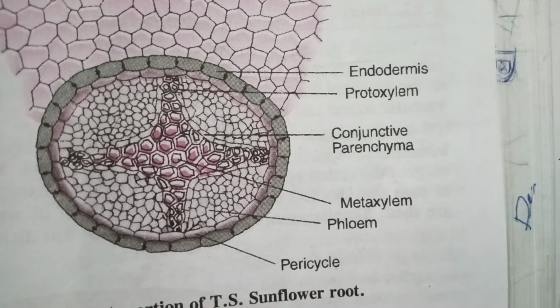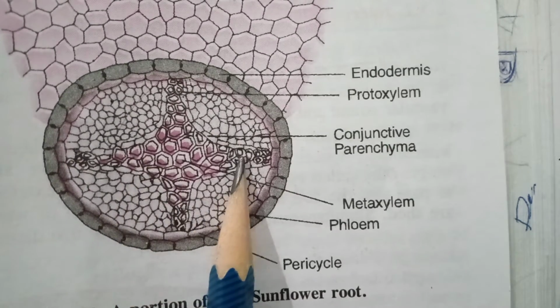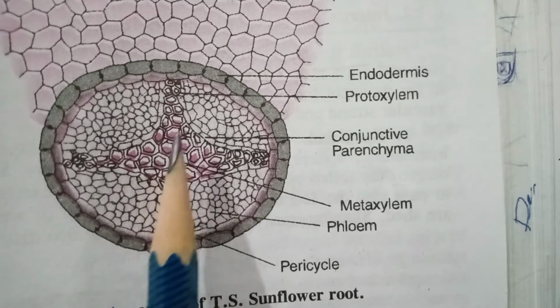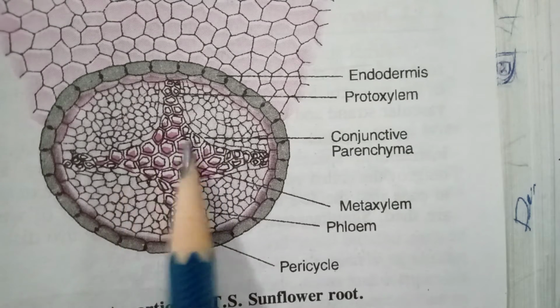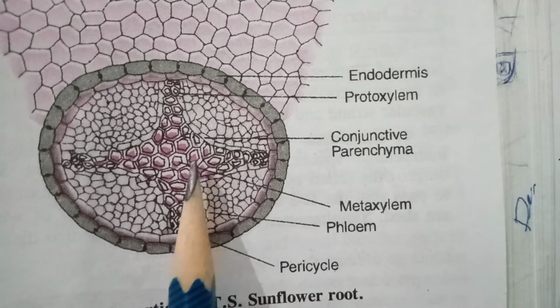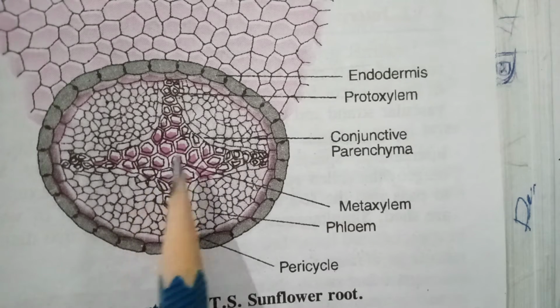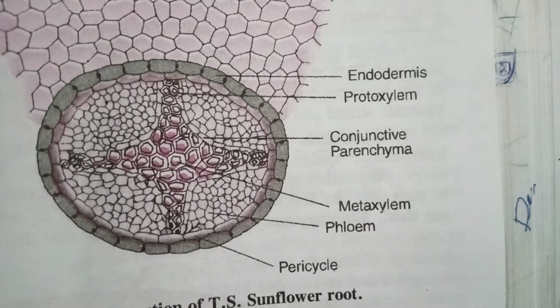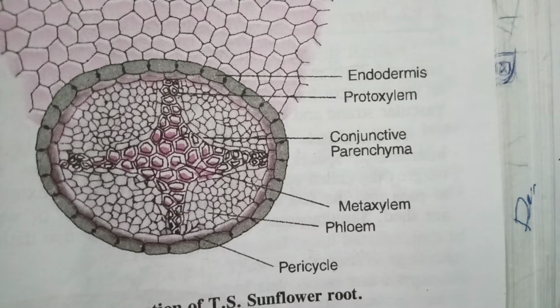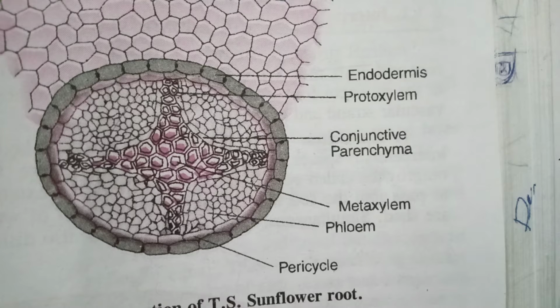As you can see in the diagram itself, the xylem and phloem strands are separated. A conjunctive parenchyma or conjunctive tissue is present, which separates the channels of both, that is, the sap and food channels. The xylem channels and phloem channels, through which water and food are transported, are separated by means of the conjunctive parenchyma cells.